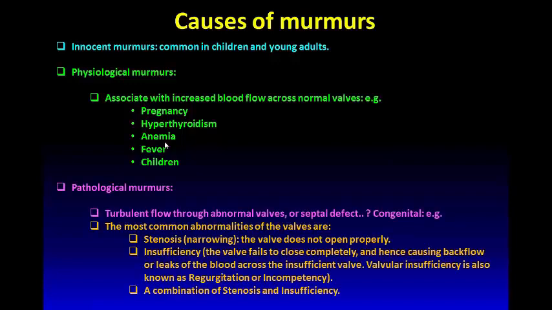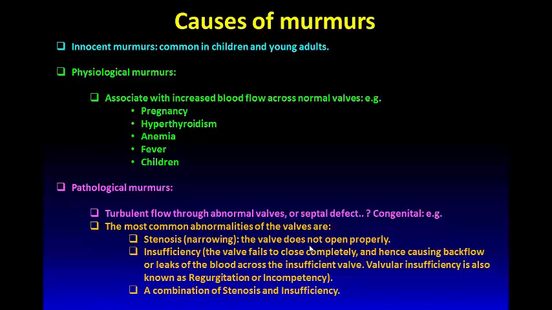Murmurs can be pathological, and pathological murmurs are associated with turbulent blood flow through abnormal valves or through septal defects. And these abnormal valves or septal defects could be congenital or acquired. The most common abnormalities of the cardiac valves are in the form of stenosis, or narrowing of the valvular orifice, and in stenosis the valve doesn't open properly when it is supposed to open.